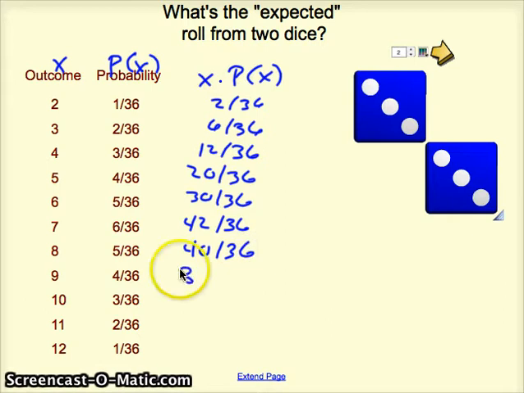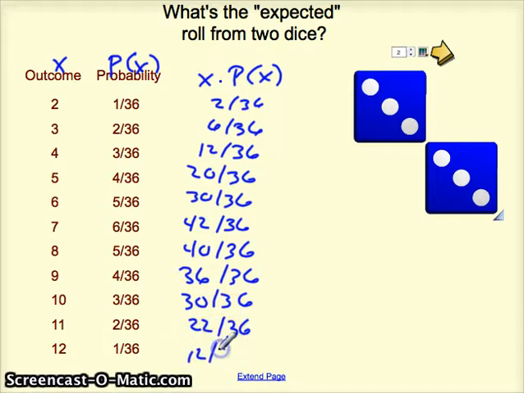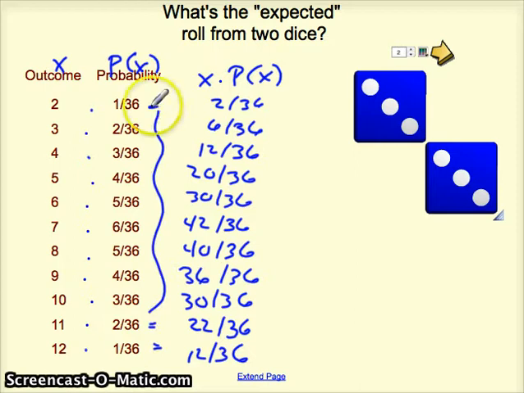Finish these up here. When I multiply, I get that. 30 out of 36 for 10, 22 out of 36, and then 12 out of 36. So all these multiplications here result in the values I've calculated and so on.